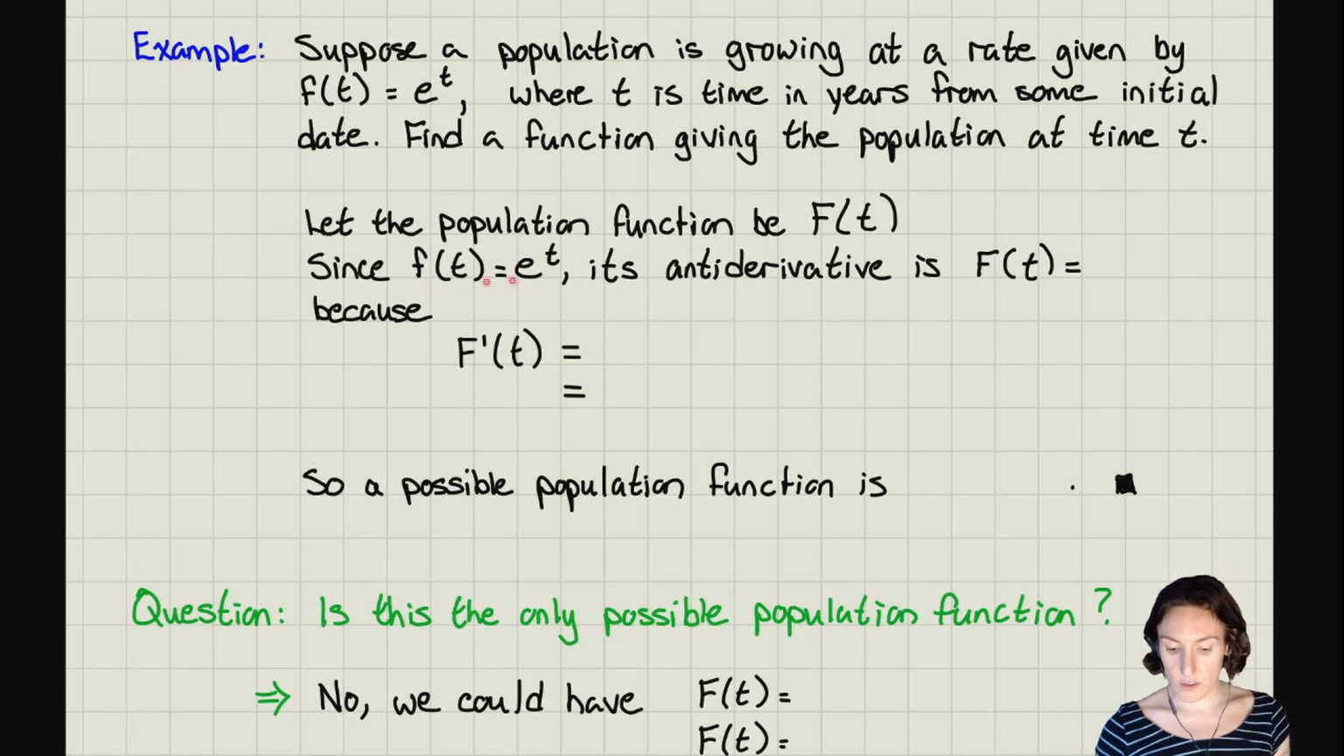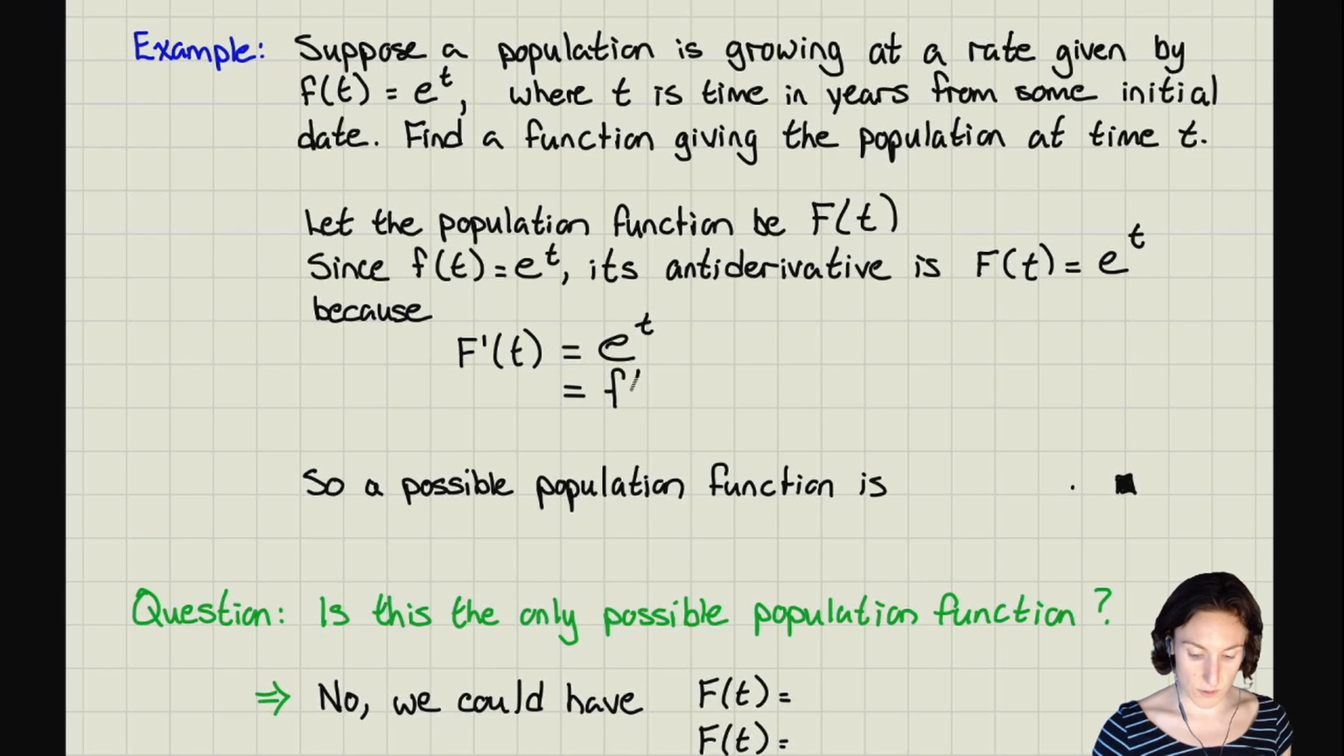So since our little f of t is e to the t, what function, when I differentiate it, will give me e to the t? E to the t. Remember, e to the power of t is the one that, when you differentiate, gives you the same thing back. Because when I differentiate this, I still get e to the t, which is equal to little f of t, I know that that's the antiderivative. So a possible population function would just be F of t equal to e to the t.